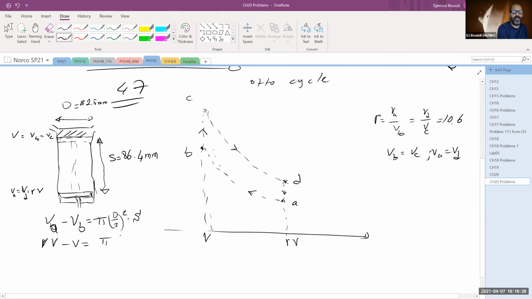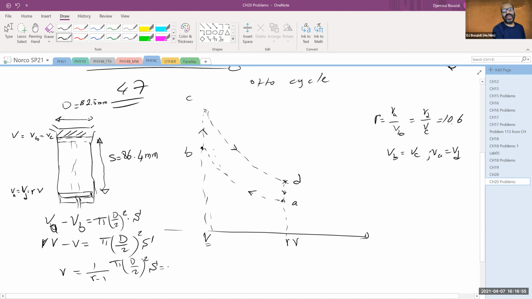And that is equal to this difference. So from here, we can find the volume by taking V as a common factor, as just 1 over R minus 1 times pi, times, if you want to write it over 4, D over 2 squared times S. So this is this volume.